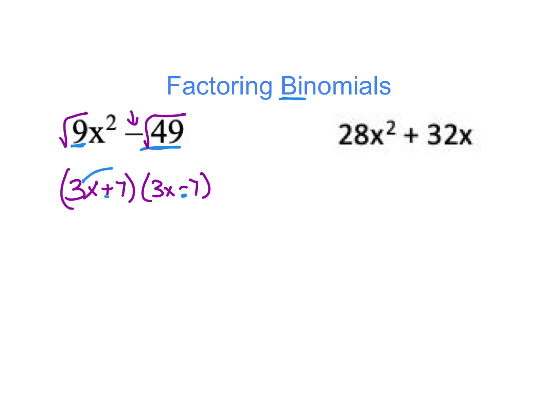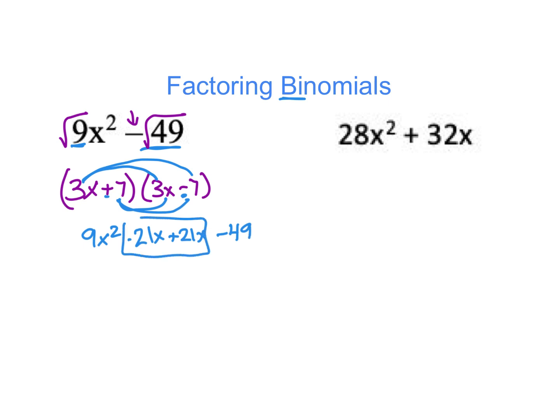So let's check it out. 3 times 3 is 9, x times x is x squared. 3 times negative 7 is negative 21, and 3x times negative 7 is negative 21x. 7 times 3x is positive 21x, and 7 times negative 7 is negative 49. Okay, when I simplify this, notice these two in the middle, they are the same thing, only opposite, so they cancel out, and I'm left with 9x squared minus 49.